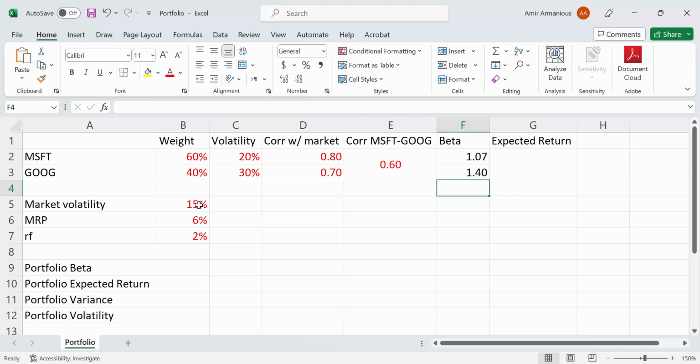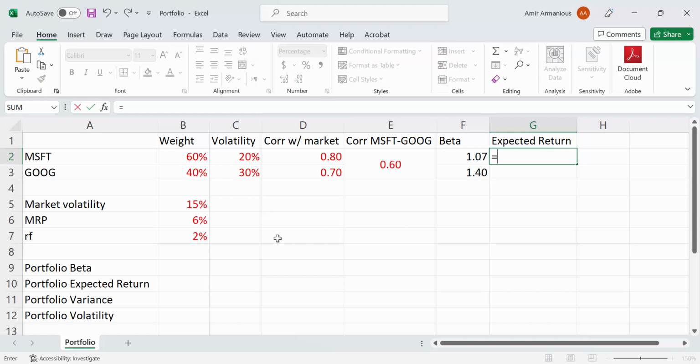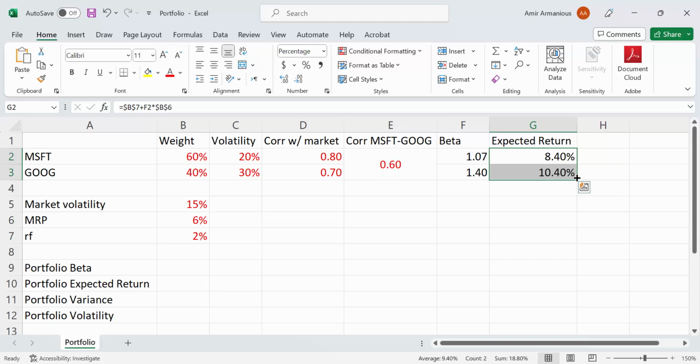Then we would like to calculate our expected return. What do we mean by expected return for each company? We need to use our CAPM formula. This will be equal to our risk-free rate, where we can put the dollar sign by pressing F4, plus beta multiplied by the market risk premium, or equity risk premium, and put the dollar sign by pressing F4. Then from this little box I can drag here in order to calculate it for Google as well.